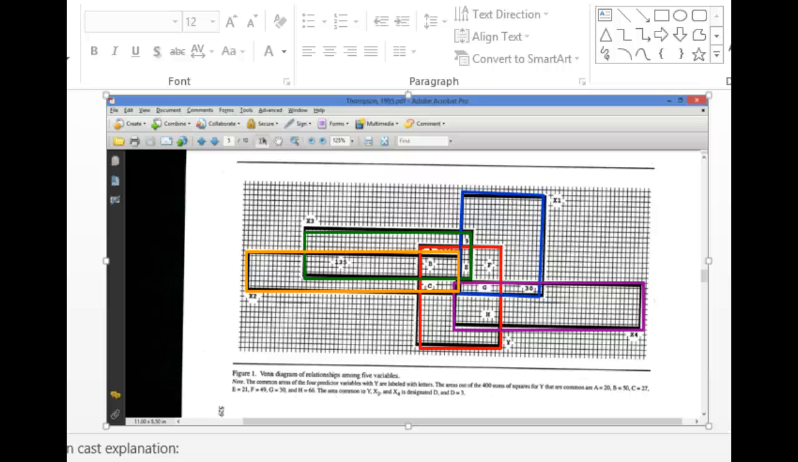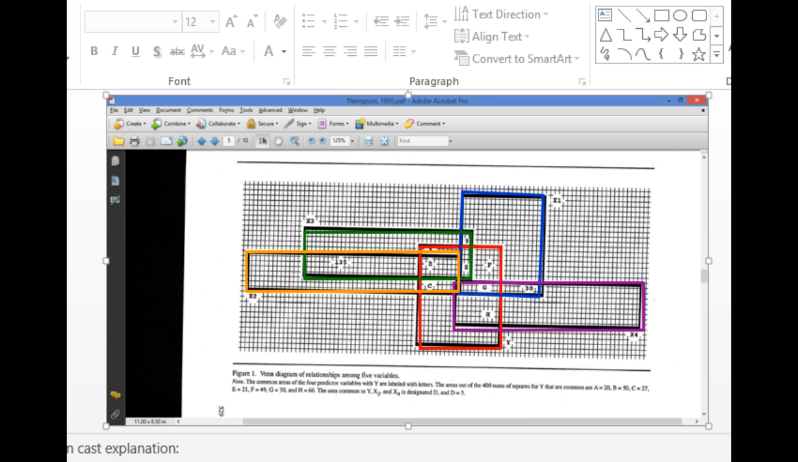This is an illustration given in Thompson that helps us visualize what's going on when the computer selects different predictors for entry into a regression equation. And it more specifically illustrates why the computer cannot analyze all sets of predictors and give us the best set to explain the most variance in the DV.